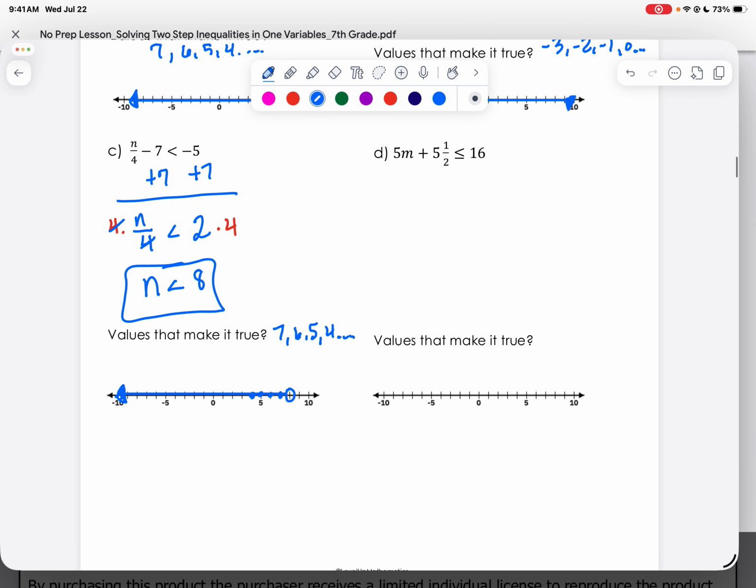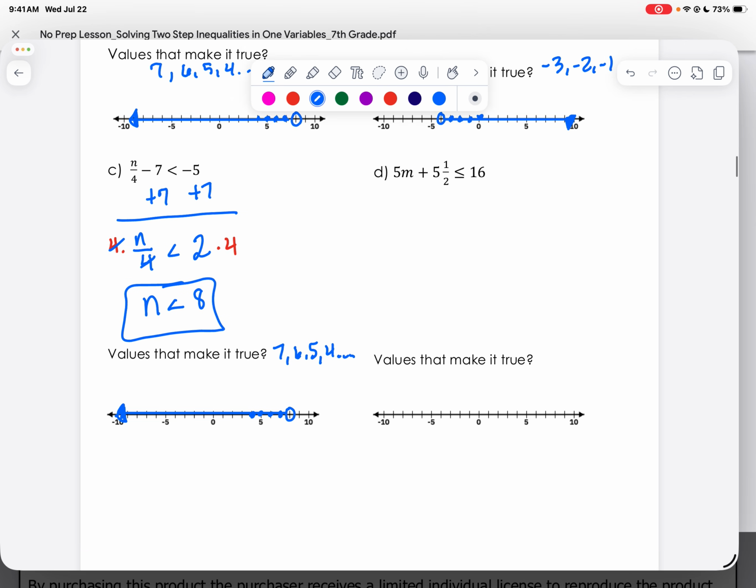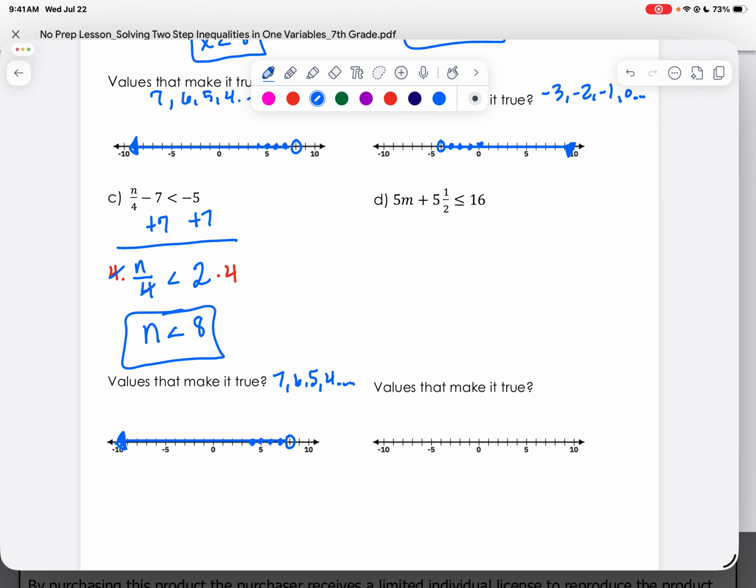All right. Problem D, 5m plus 5.5 is less than or equal to 16. Now, to make this problem a little easier to solve, I'm going to write 5.5 as 5.5. Okay, and I'll start off by subtracting 5.5 from both sides. So 16.0 minus 5.5. 10 minus 5 is 5. This would be 5. That would be 0. So 10.5.